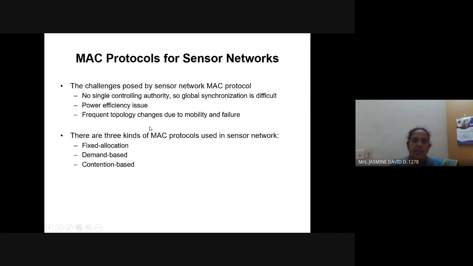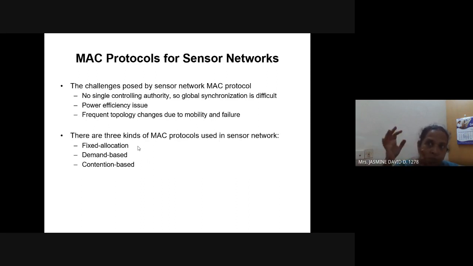There are three kinds of MAC protocols used in sensor networks: fixed allocation, demand based allocation, and contention based allocation. Fixed allocation is where the path is fixed; once the resource is allotted, we cannot change it. Then demand based: whenever you ask, I will provide. And contention based depends on the traffic.